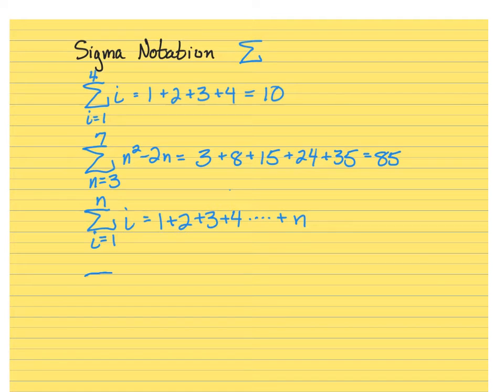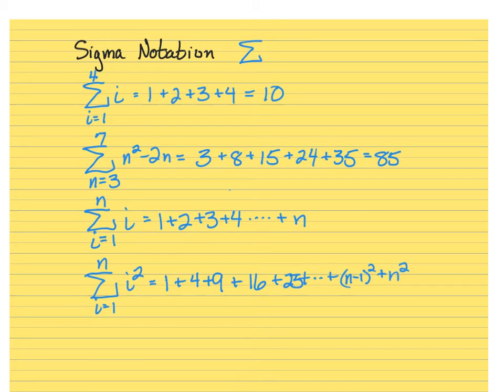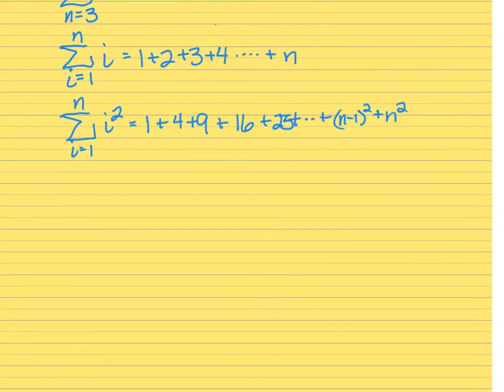Another thing that we do quite often is add up the first n perfect squares. That's what that formula would look like. That's telling us to do 1 squared plus 2 squared plus 3 squared plus 4 squared plus 5 squared, all the way up to n minus 1 squared plus n squared. So that's telling us to add up all of the first n perfect squares. We do that quite often.